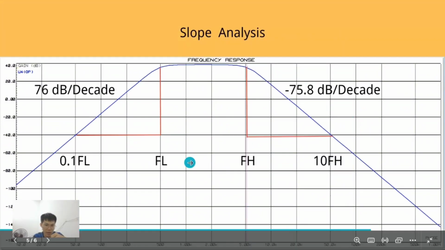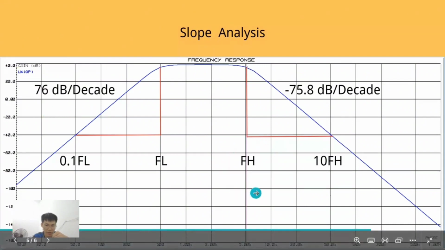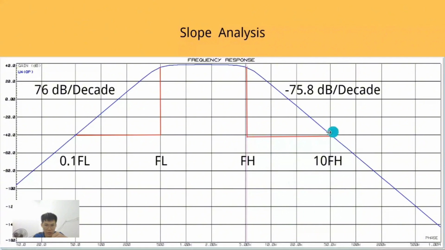Then we do slope analysis. From the low cutoff frequency, 0.1 of the cutoff frequency is 1 decade. Then it increased 76 dB per decade. And for the high cutoff frequency, 10 times the high cutoff frequency is 1 decade. Then it decreased 75.8 dB per decade. The number is close to 80 dB per decade. That's a 4th order bandpass filter.